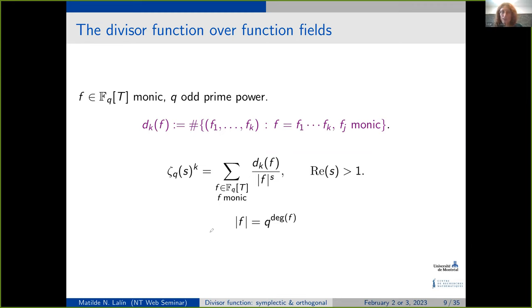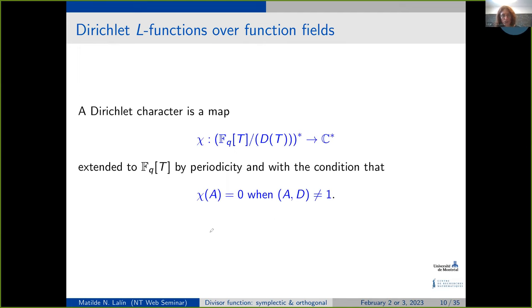Okay, so to give a bit more context before presenting the results that they prove and our results, I want to talk a bit about L-functions over function fields. A main object that we use all the time in this context is Dirichlet L-functions. Let me remind people, a Dirichlet character is a map defined over a quotient, F_q[T] modulo the ideal generated by D(T), say D is a polynomial. So the character chi will be defined on the multiplicative group there, giving complex values. You can extend it to F_q[T] by periodicity, with the condition that chi of A is zero when A is not coprime to D.